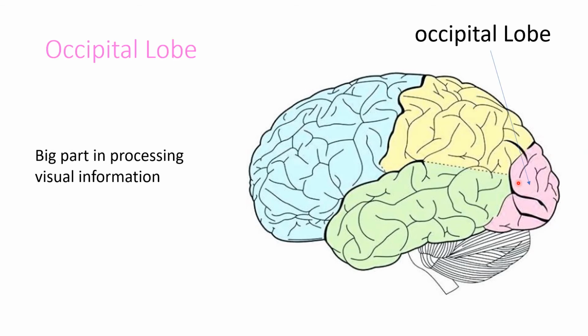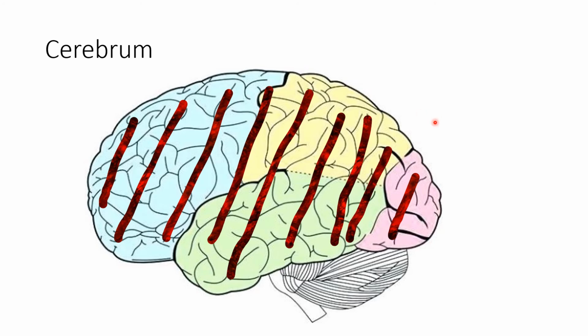And the last lobe, the occipital lobe, plays a very big role in processing visual information. Information from your eye directly goes to the occipital lobe, which then interprets all the data and allows you to see things. So basically, all those four lobes make up the cerebrum, which is the largest part of your brain, and it accounts for 2/3 of the brain's mass.